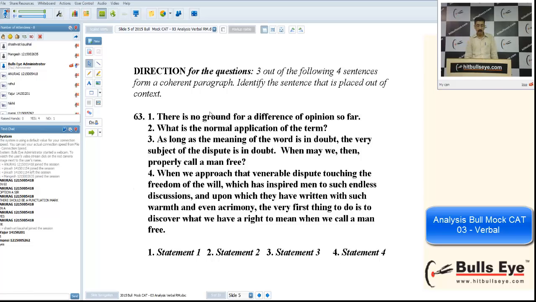So that's how I pick up a few questions from grammar, a few questions from sentence arrangement, etc., just to discuss the tricks and the tips from my side. Okay, let's move ahead.